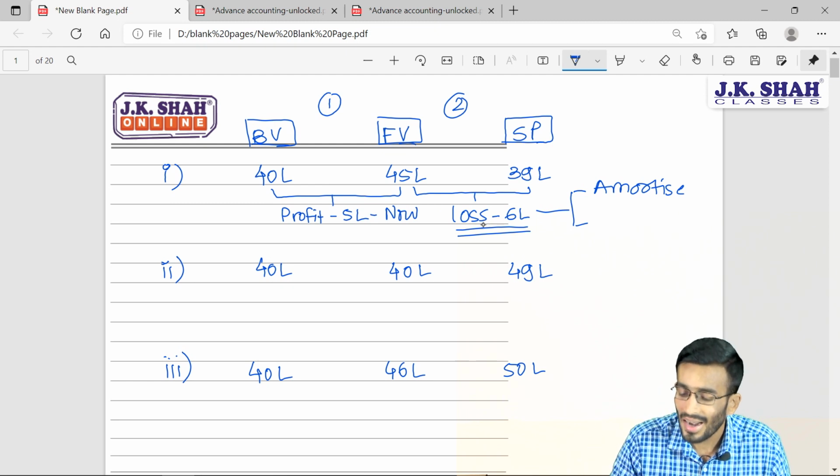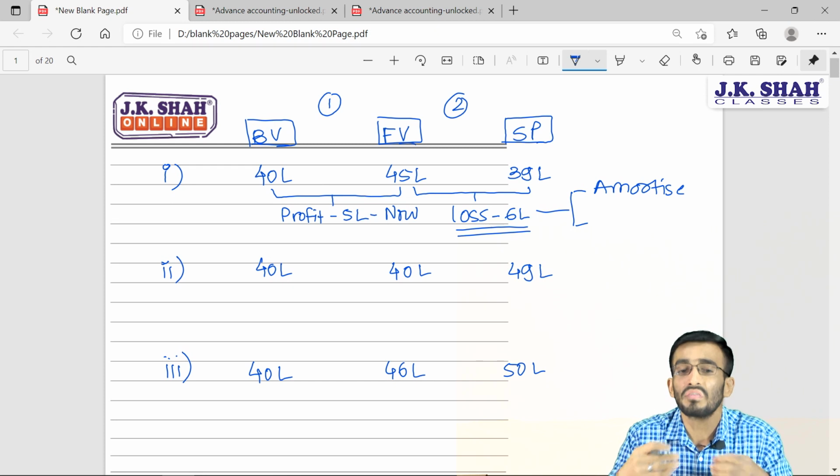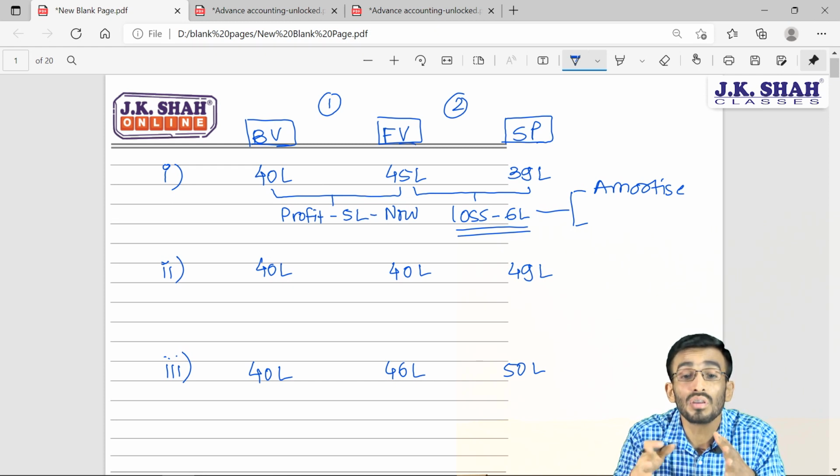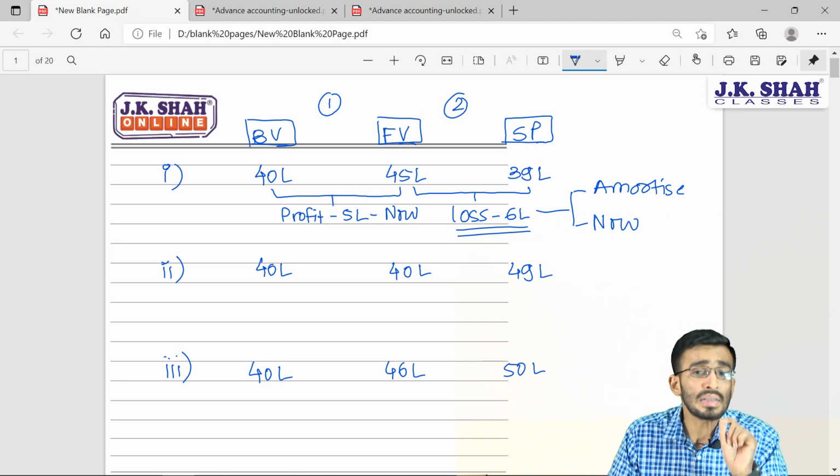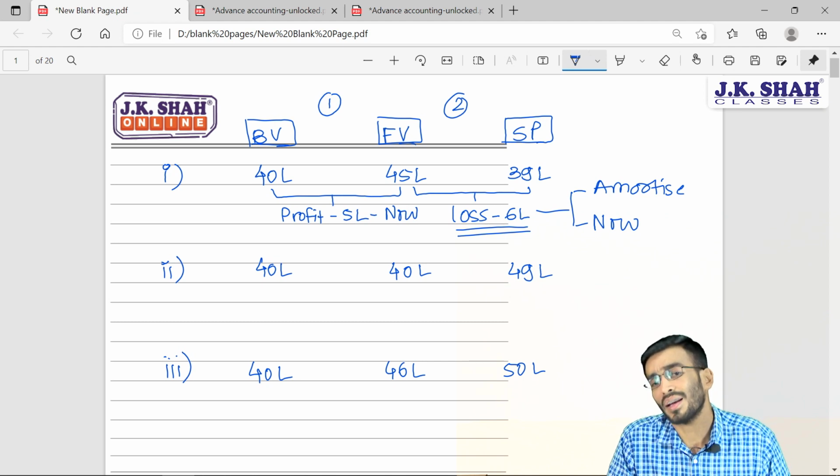So definitely in that case, this loss will be a permanent loss. We are not going to get any future benefits with respect to reduction in lease rentals. So this loss of 6 lakhs should be recognized immediately.